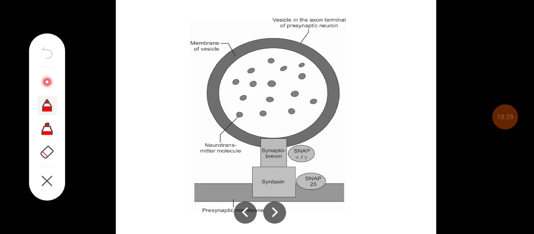So this is the diagram showing how the vesicles are docked and primed with the interaction of synaptobrevin and syntaxin. When there is an interaction with other proteins like SNAP25 and the alpha and gamma SNAPs, there will be the process of docking and priming.